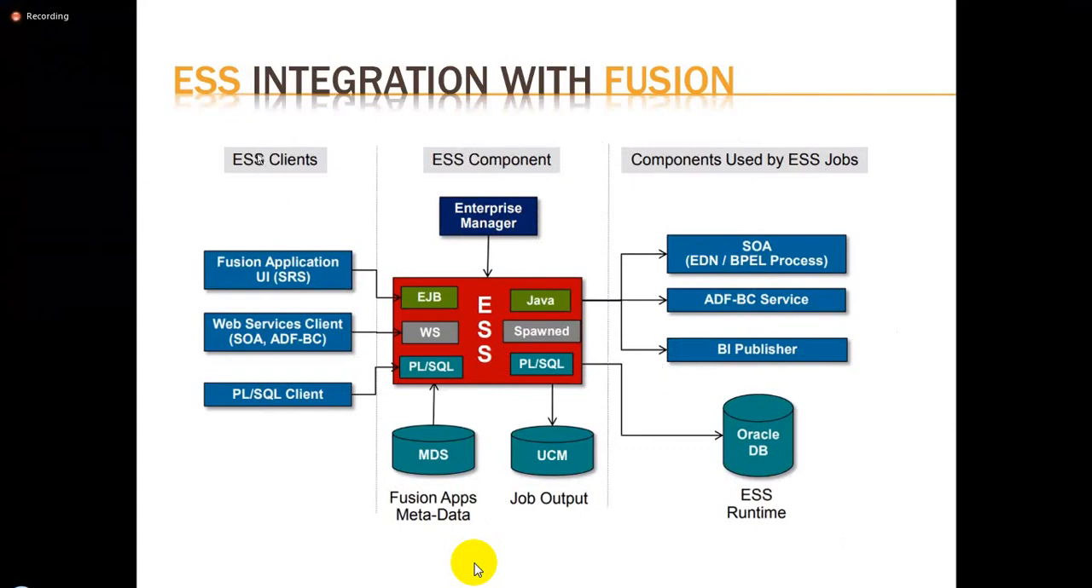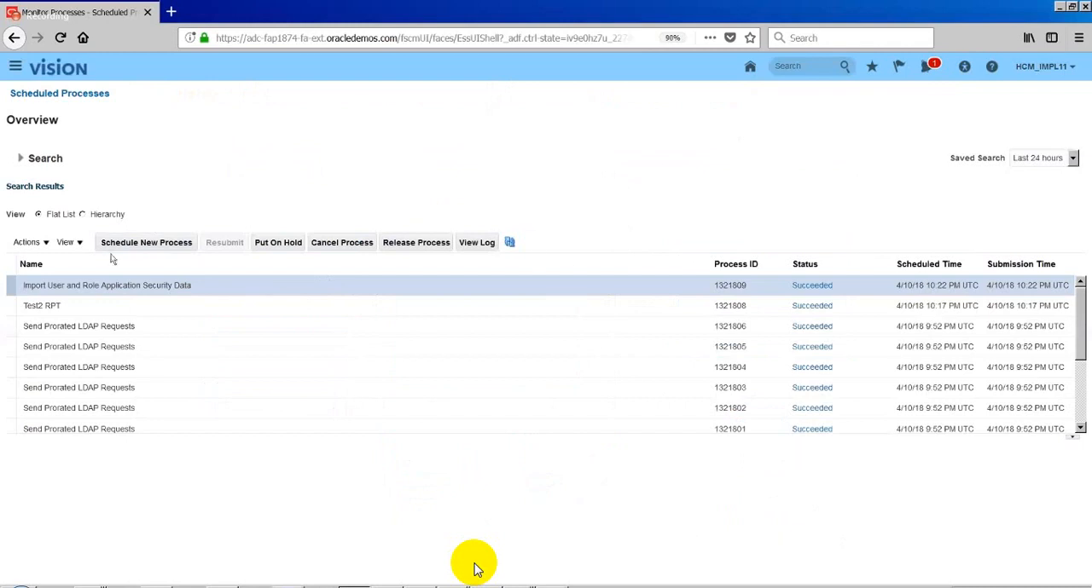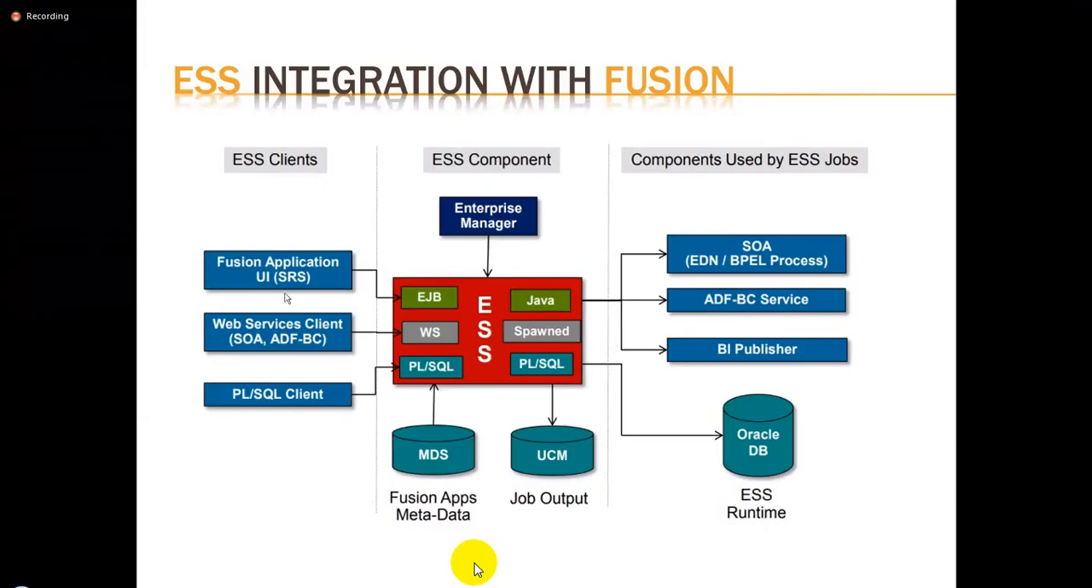Okay. So number one, the ESS client, how we can access the Enterprise Scheduler Service. Number one, using the Fusion application user interface, that is this interface. Number two, we can use a web service client. Typically, we have something called the ESS web service, which is exposed from the Fusion application.